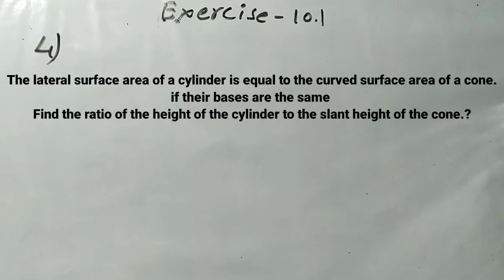And the fourth question: the lateral surface area of a cylinder is equal to the curved surface area of the cone. They have equated the two curved surface areas of the cylinder and cone. If the radius is the same, find the ratio of the height of the cylinder and the slant height of the cone.